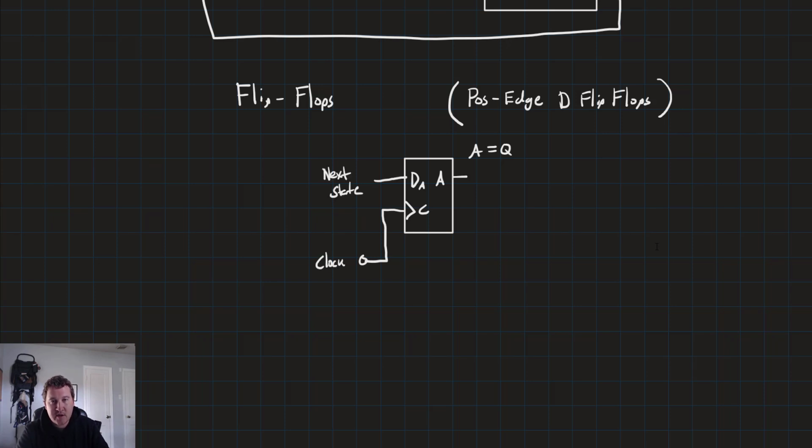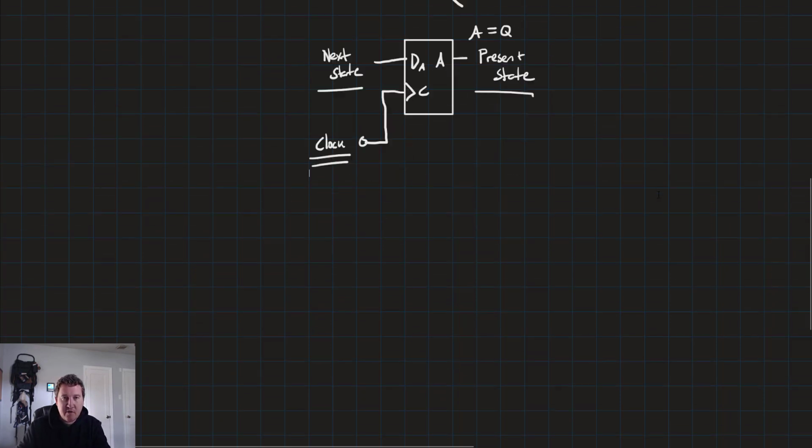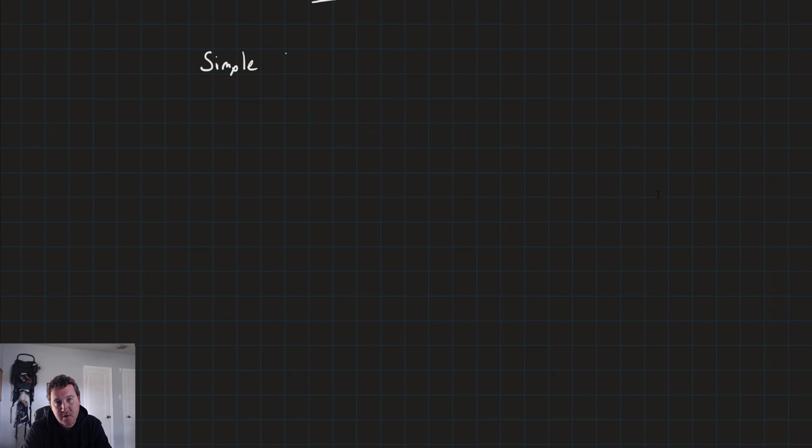The next state gets loaded into the D input, and the A output produces the present state. This can be a little bit counterintuitive. The next state is the input to the flip-flop, and the present state is the output of the flip-flop. Remember that the next state doesn't get loaded to the present state until the clock actually has a rising edge. That's why the next state sits on the input and the present state lives on the output.